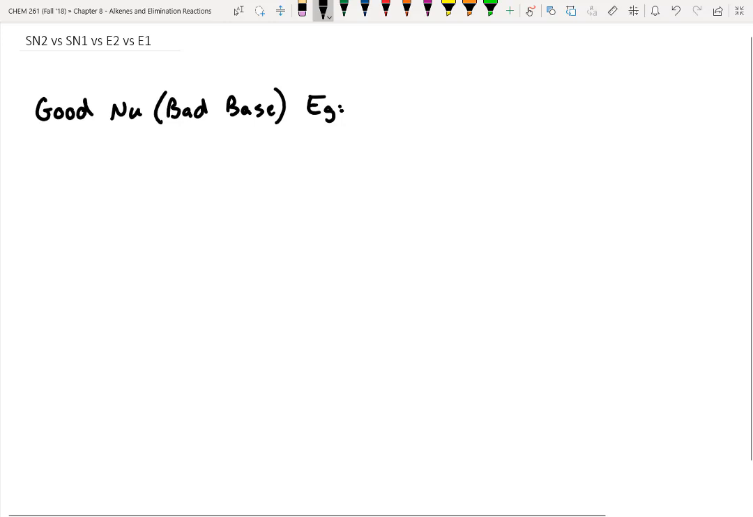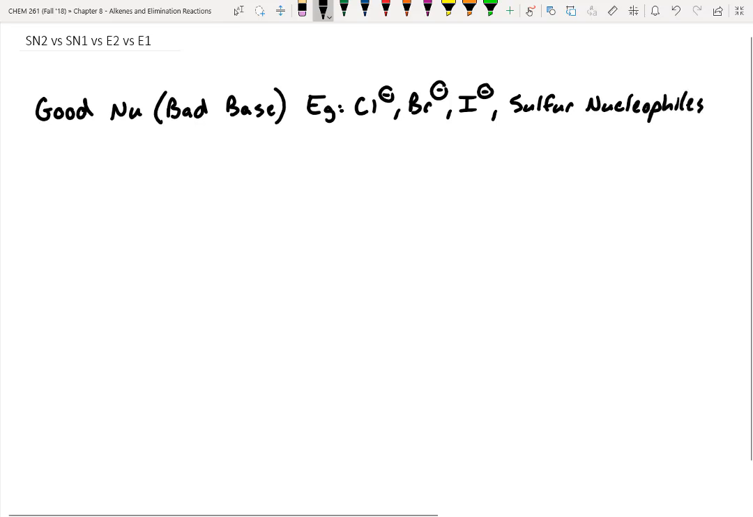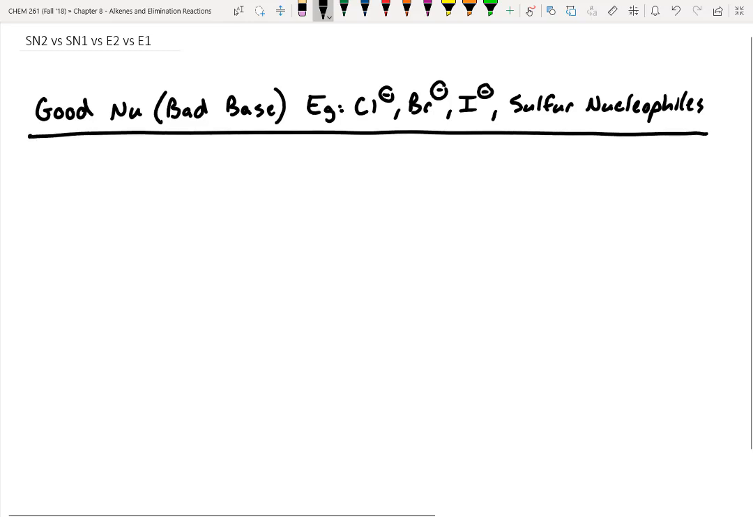Halides, right? So we could have the chloride anion. That's a really crummy base but decent nucleophile. We could have bromide. We could have iodide. And then the last ones were sulfur nucleophiles. Sulfur is kind of odd that way. Sulfur doesn't really want to act as a base because it can also act as a strong acid if it steals a proton. All right, so if we think about this, is this likely going to do elimination chemistry?